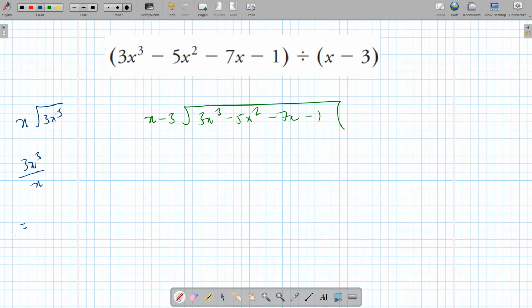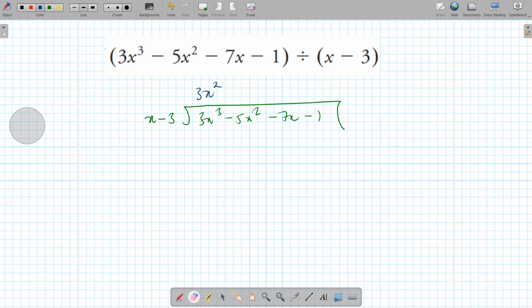Use the idea of exponentials, right? You can ignore the 3 because there's no number underneath it. It's still going to be 3. What's x cubed over x? Use the exponential rules. They have the same base of x, but they're being divided. What do we do? We subtract the exponents. Exactly. So 3x cubed over x is 3x squared. In other words, how many times does x go into 3x cubed? It goes into it 3x squared times.